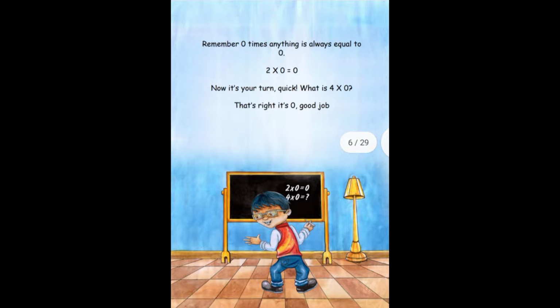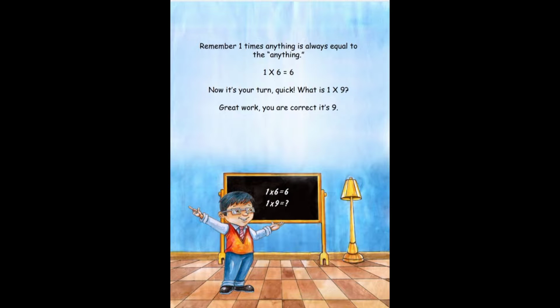Remember, 0 times anything is always equal to 0. 2 times 0 equals 0. Now it's your turn, quick. What is 4 times 0? That's right, it's 0. Good job. Remember, 1 times anything is always equal to the anything. 1 times 6 equals 6. Now it's your turn, quick. What is 1 times 9? Great work, you are correct, it's 9.